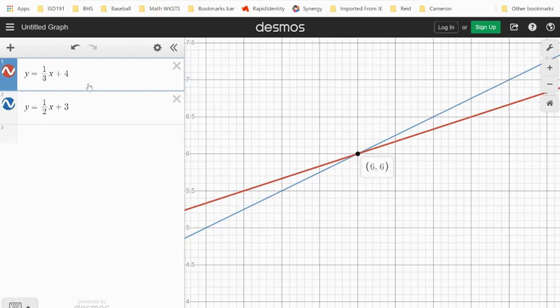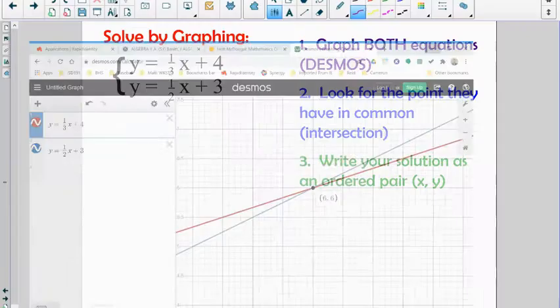So if we were to check that, taking 6 in for x, 1/3 of 6 is 2, and 2 plus 4 is the y value of 6. And if I check it in my second equation, half of 6 is 3, and 3 plus 3 is 6. So when x is 6, y is 6. Makes both equations true.